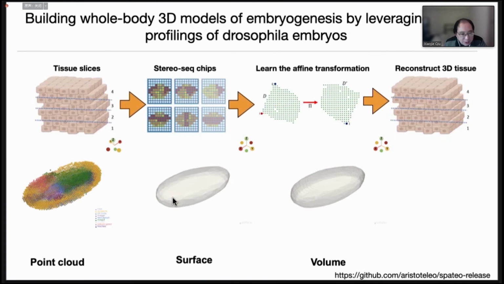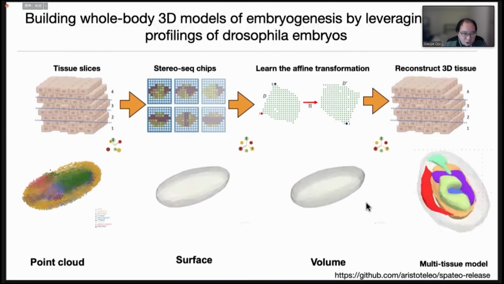Then we can use the point cloud to create the surface, and then we can fill the surface with volume, basically by inserting the cells inside the surface. Later, we can also create volumes for each tissue and embed different tissues such as CNS, muscle, and so on in this embryo.